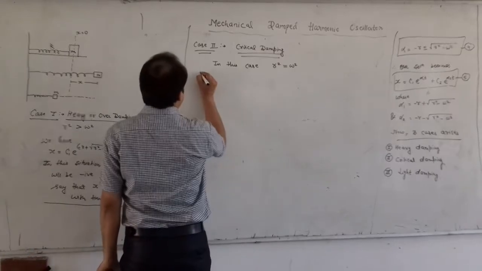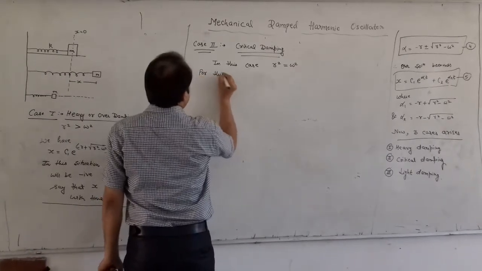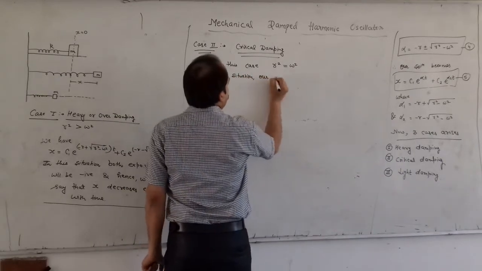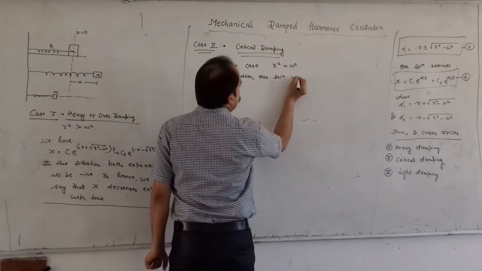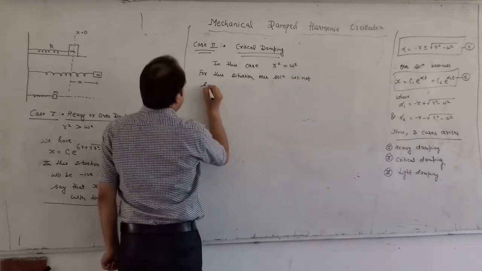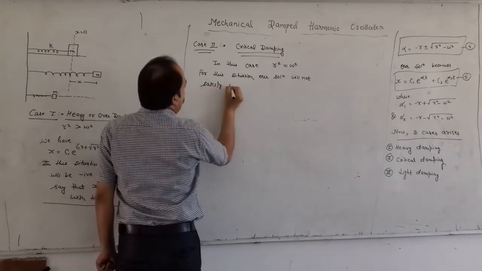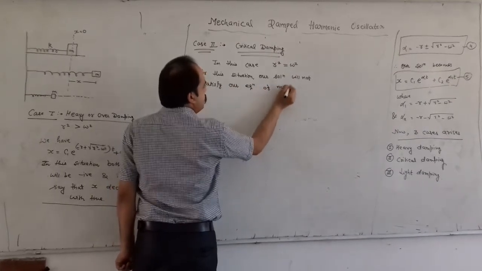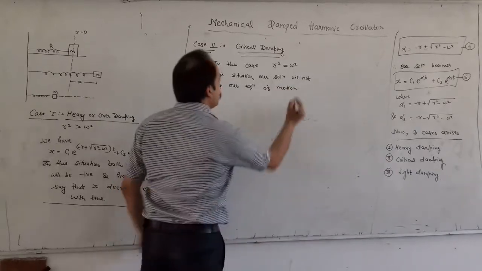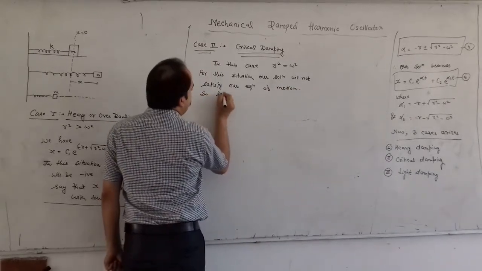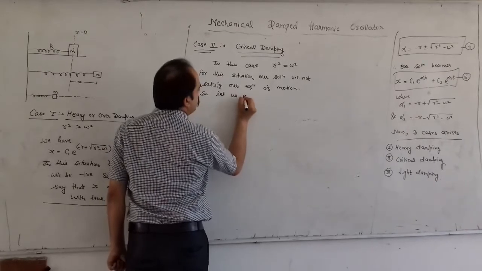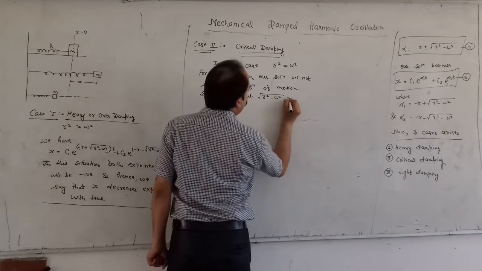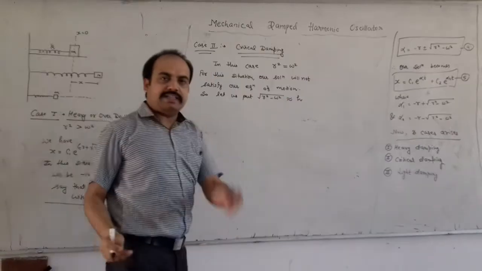So for this situation, our solution will not satisfy our equation of motion as we have discussed just now. So let us put under root r square minus omega square equal to some small quantity, that is h.